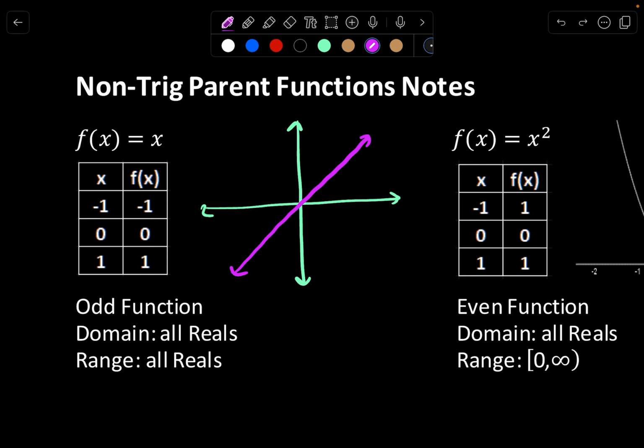With this one, our three key points are going to be at (-1, -1), (0, 0), and (1, 1). And then below that, you will see a list of attributes for each parent function. The first attribute will be whether it's even, odd, or neither.